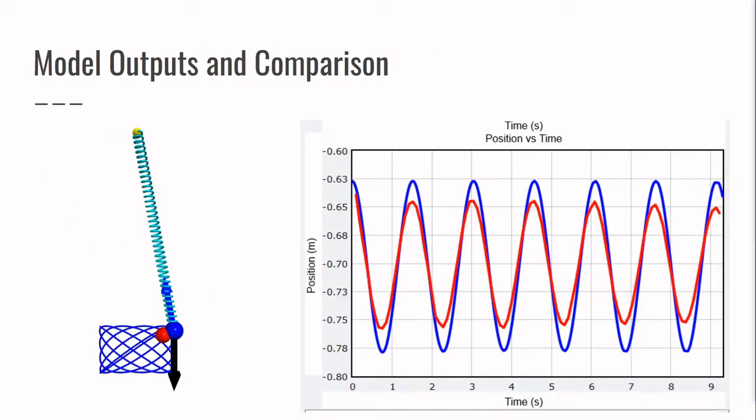Here we can see the outputs of the model. We can see the path the ball took over the entire time period, as well as the forces which act upon the ball. It's worth noting that the spring force acted in the positive y direction for the entire time period, meaning the spring length was never less than the relaxed length.